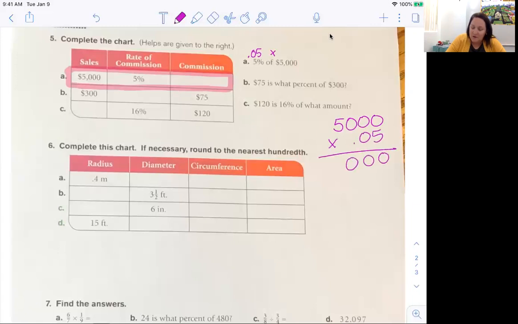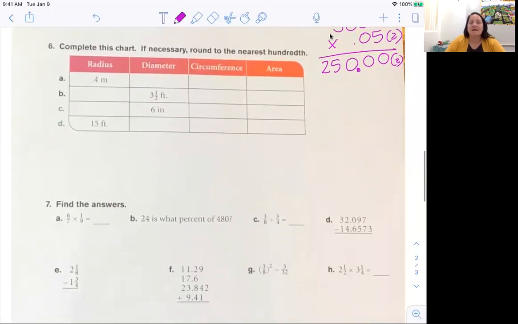0, 0, 0. 5 times 5 is 25. I have 2 decimal places I want to go in. So we get how much? How much money? Now I said money on purpose because it's money. And we have to do $250 because that's money.